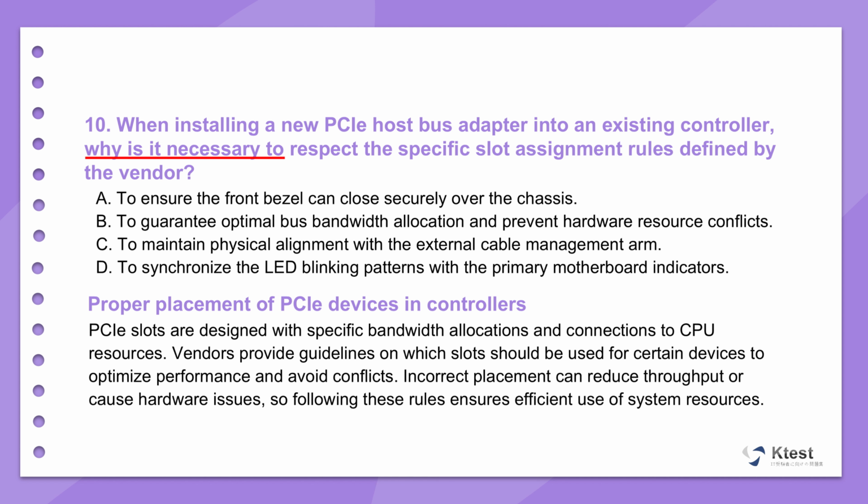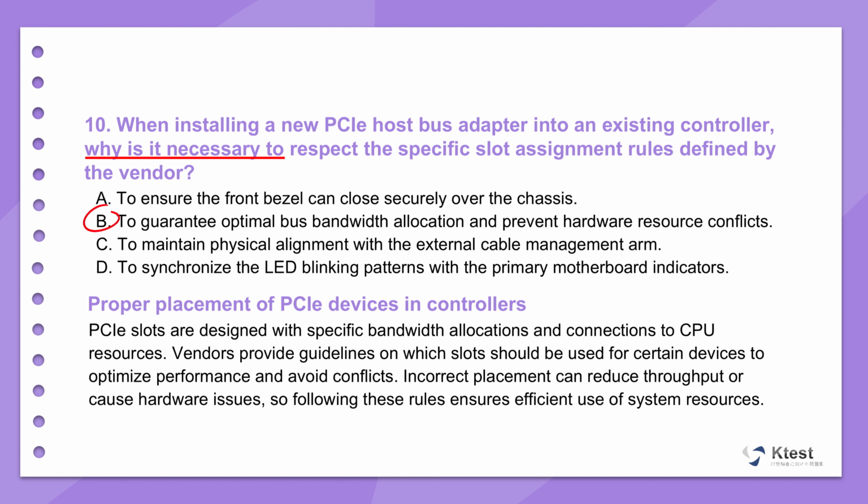Let's break these down. Well, looking at these options, A, C, and D feel like purely physical or cosmetic distractions. The front bezel, option A, goes on the front of the chassis while PCIe cards are installed in the back. Maintaining alignment with the cable arm, option C, is just external tidiness. And synchronizing blinking LEDs, option D, that's just for show. So it has to be B, guaranteeing bandwidth allocation. But what does that actually mean under the hood?